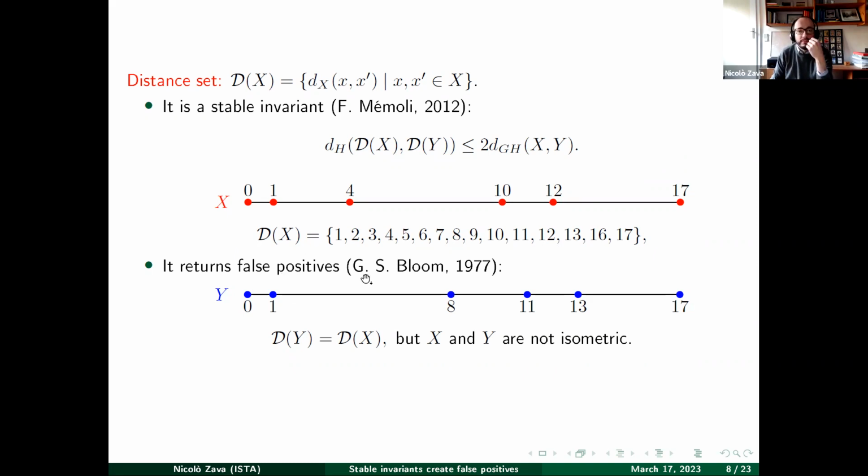Boutin and Kemper constructed two finite metric spaces, actually 6-point metric spaces, that have the same distance set, but they are not isometric. And therefore, they have positive distance, and we can rescale these examples as big as we want to obtain something unwanted. So we can obtain spaces whose Gromov-Hausdorff distance is as high as we want, but they have the same distance set.